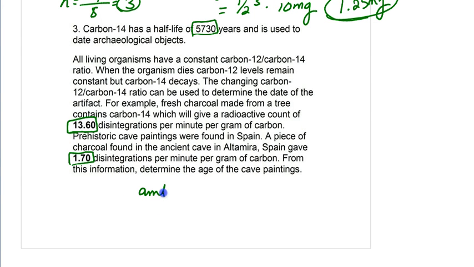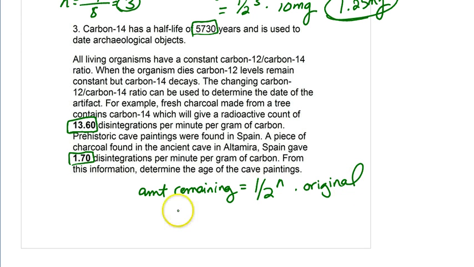So we're going to again use the same equation, amount remaining is equal to 1/2 raised to the n times your original. And let's think about what we need to figure out. If we want to figure out the age, we first need to figure out how many half-lives occurred. So we first need to figure out our n, because we do know that each half-life is this many years, but we want to know how many half-lives occurred to figure out our total amount of years to then calculate our age. So what I would do is, let's think about, it tells us that originally fresh carbon is going to have 13.6.